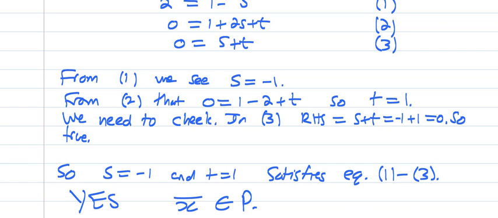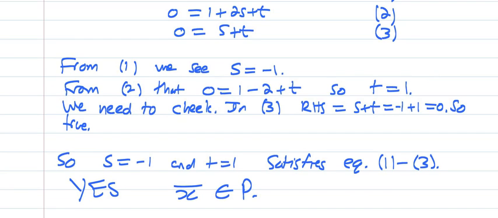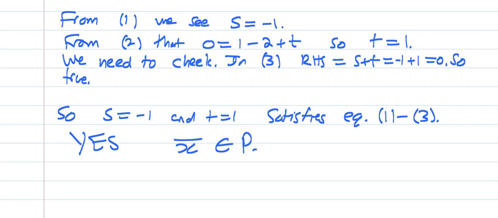All right, so it's a little bit of a calculation. And you can see it turns out you have to solve 3 equations in 2 unknowns. So typically look at 2 equations, solve for s and t, and once you have a solution, plug it into the third. If it works, then it is on the plane, and if it doesn't work, it's not on the plane. All right, so let's quickly have a look at B.